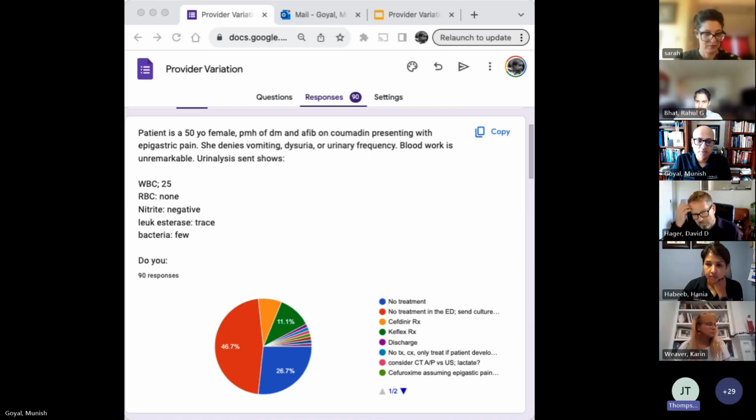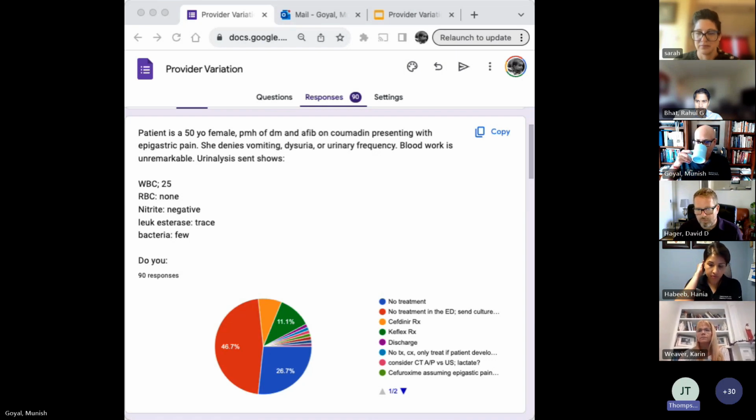I think I said no treatment in the ED, send culture, and I can tell you that probably what led me to pick that choice is a case that was reviewed where the patient had an abnormal UA, had other symptoms that may have led you not to think that their symptoms were a UTI, but then bounced back as a sick UTI.